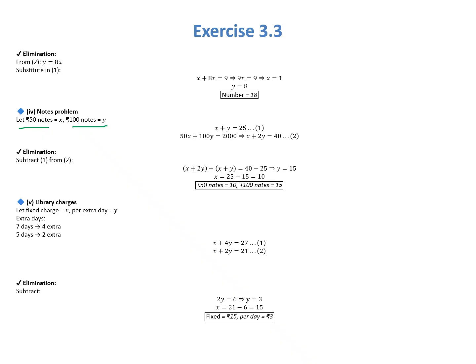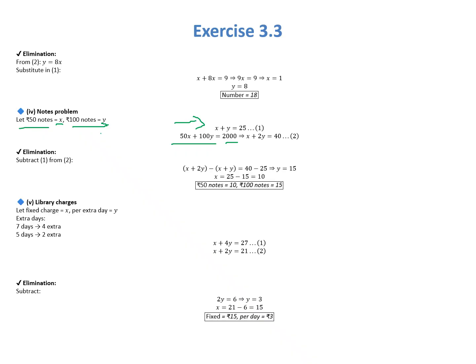Wherever we are using the volume, we simply use x and y. But the moment we are using the values, we have to use 50x and 100y, because value is denominated with the value of the note. The sum of the notes is x and y, so this is the quantity of the notes: x plus y equals 25. But the value of the currency is given as 2000, so 50x plus 100y is equal to 2000.